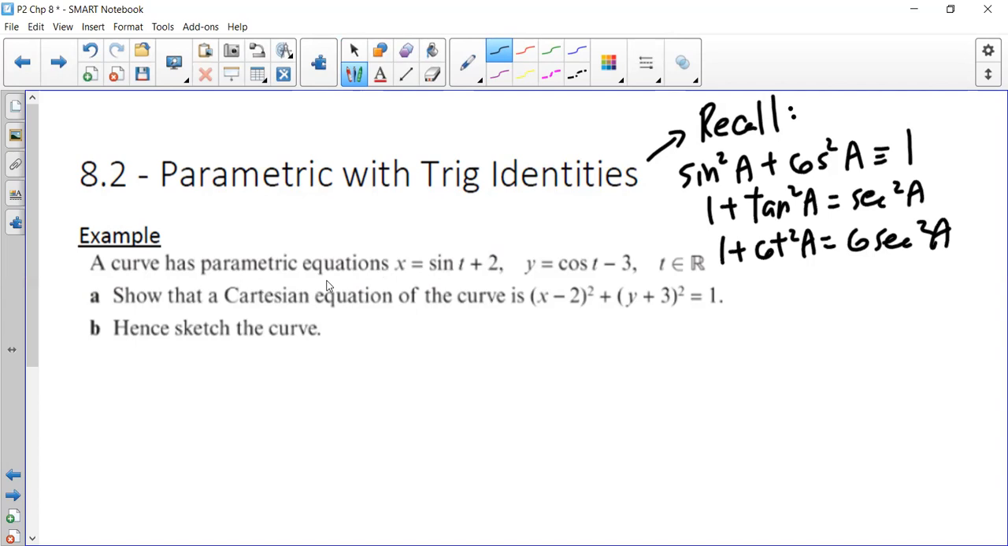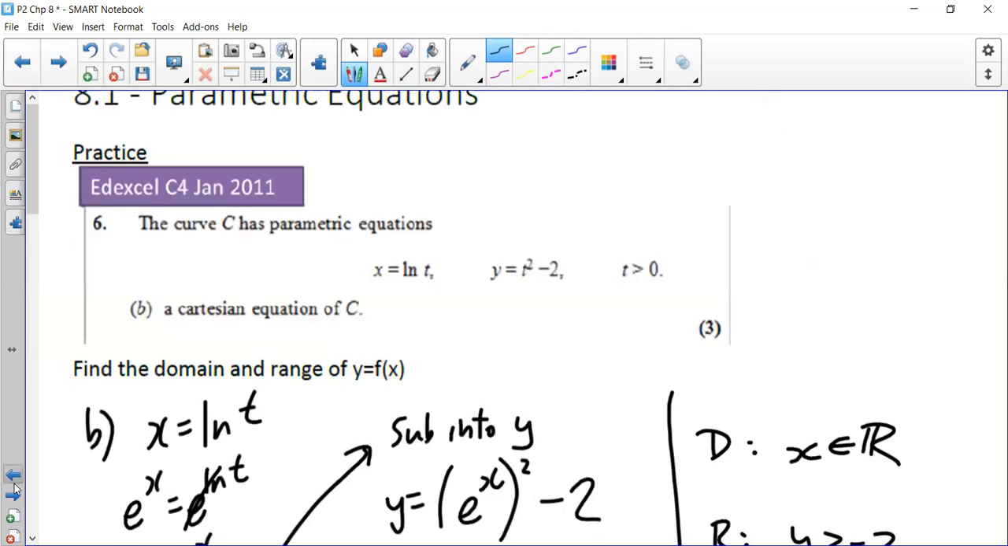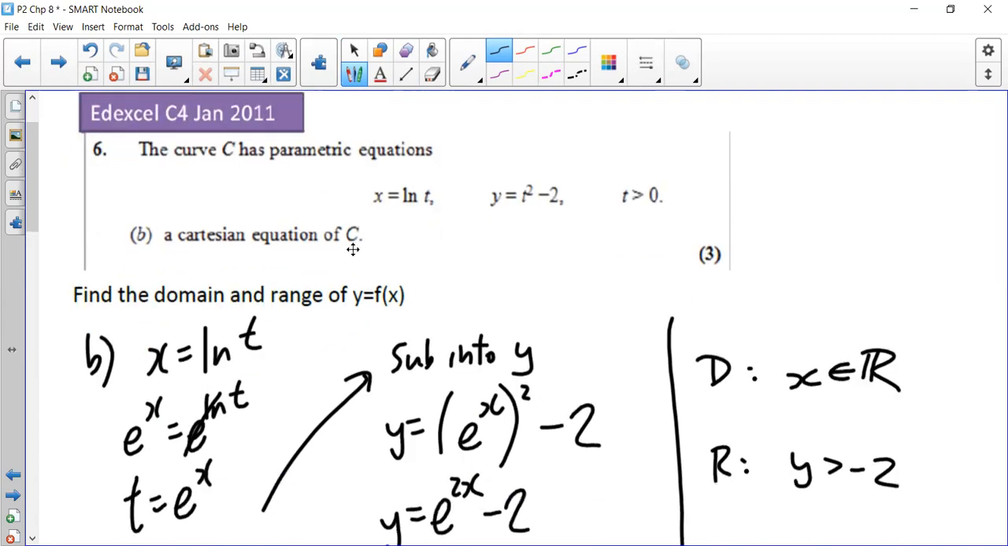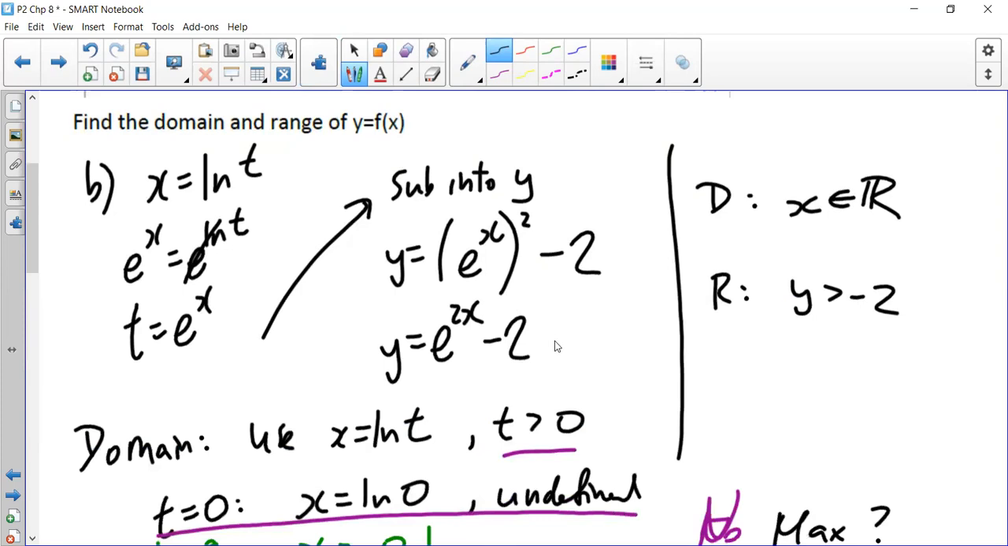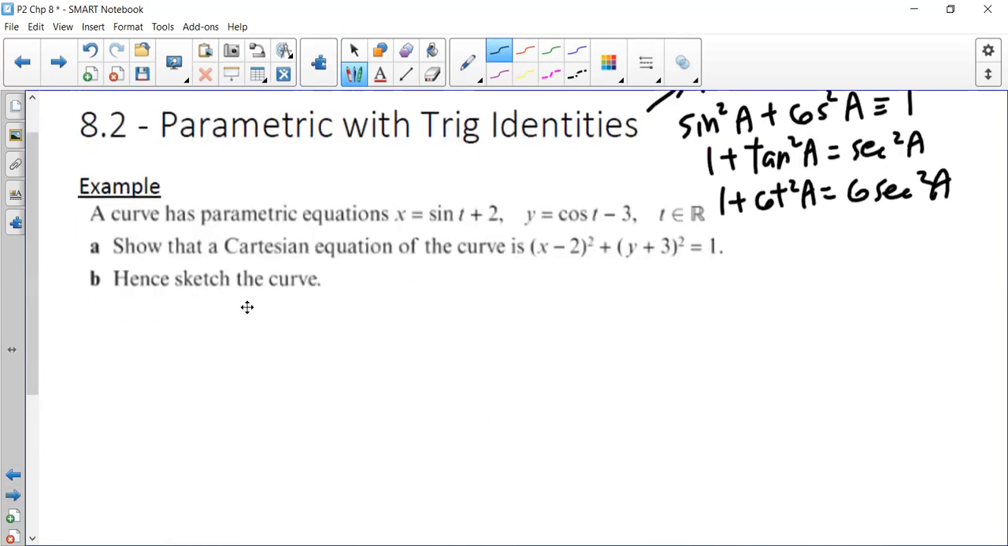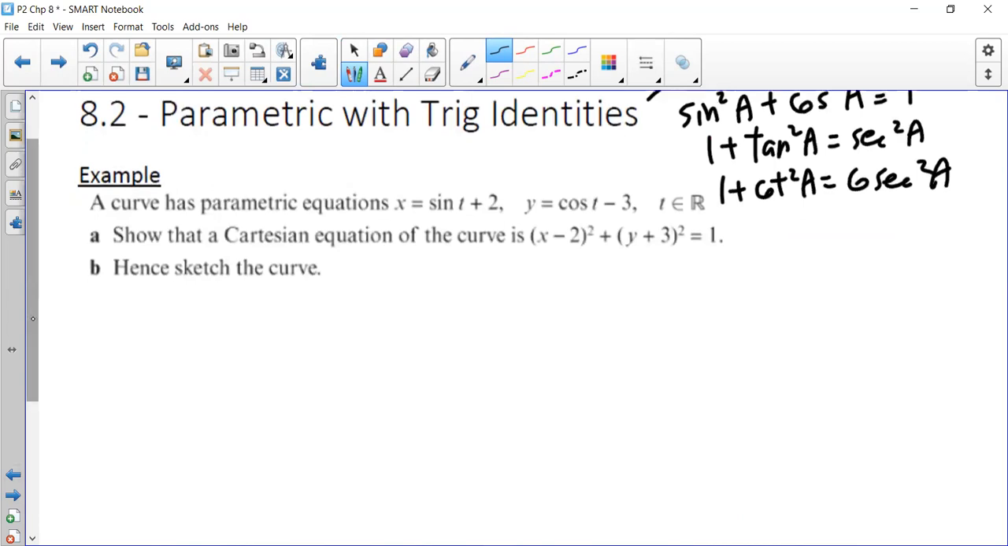So previously, in 8.1, in order to create a Cartesian equation from a parametric equation, we've learned to make t the subject. Like the previous practice, we make t the subject, and then we substitute into y, and then voila, we get an equation with just x and y without t. But in trig, it's tricky. Pun intended. Well, why?